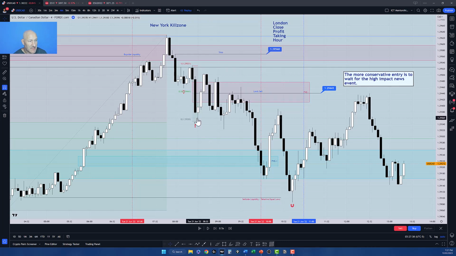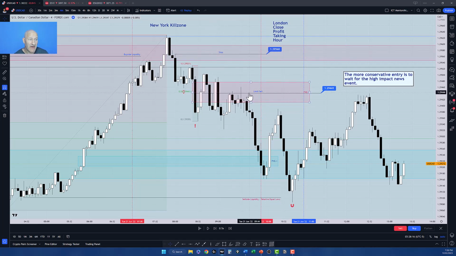So ICT doesn't actually mention it in this particular video, but in the streams that he's been talking about in 2023, so for the 2023 mentorship, he talks about consequent encroachment, which is effectively the 50% level on the fair value gap. So what we've done here is just marked out our dealing range, and we have our 50% level here just roughly. And so what we're using is that as basically our limit. So I've just marked these out here so you can see we've got 129.568 and 129.441 here. So we'd have our limit order sell here and our stop up here.